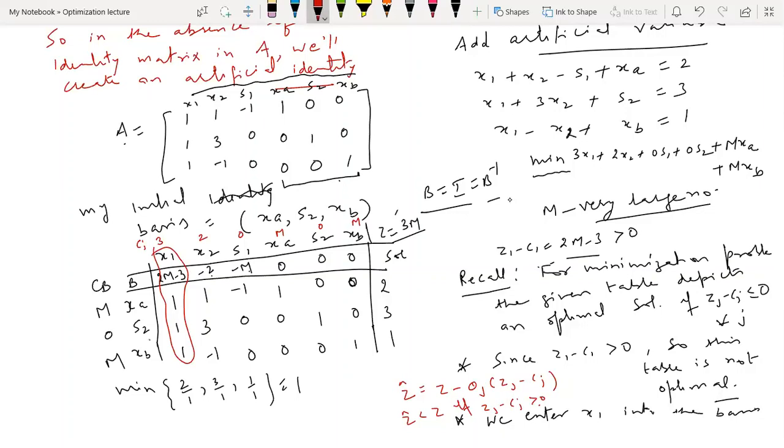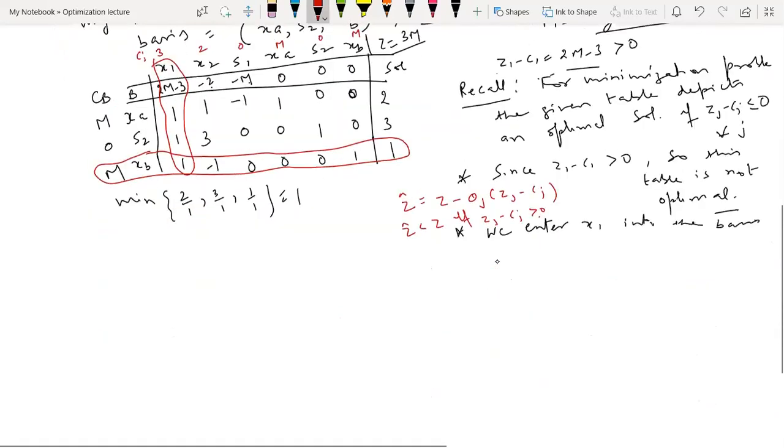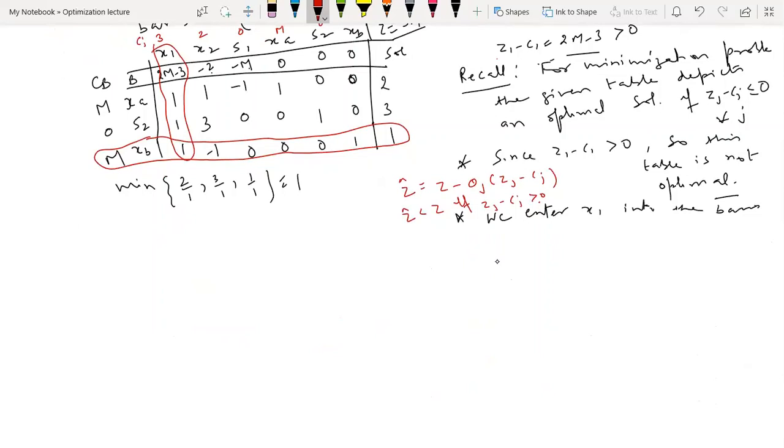Minimum ratio occurs at this column, this row. So that means my x1 will enter the basis, and xb leaves the basis. So with this choice, I will have improved value of objective function. Improved in the sense, because it is a minimization problem, my value will decrease.